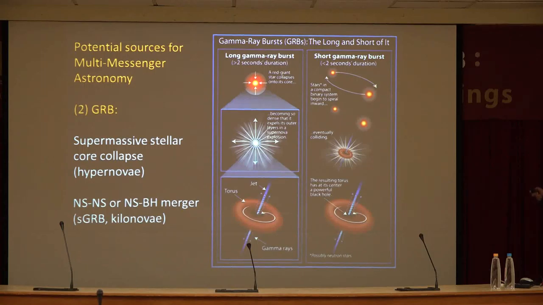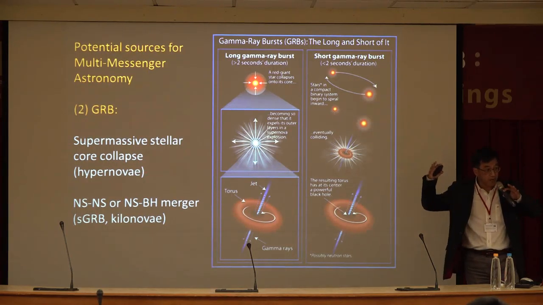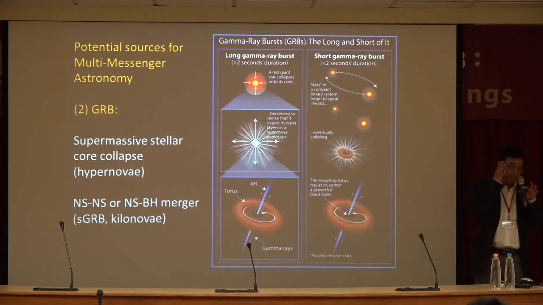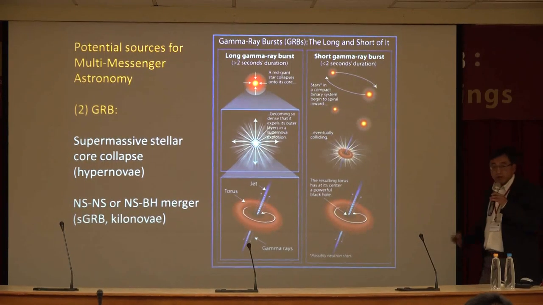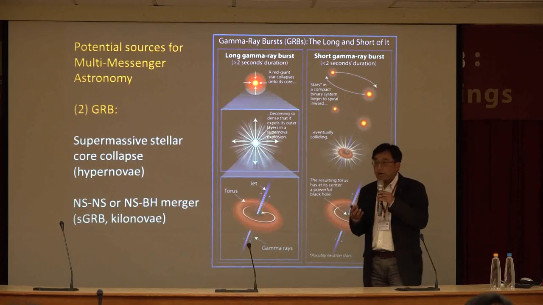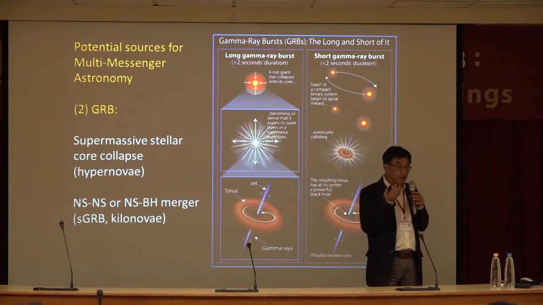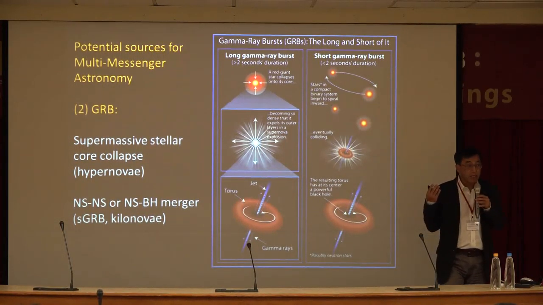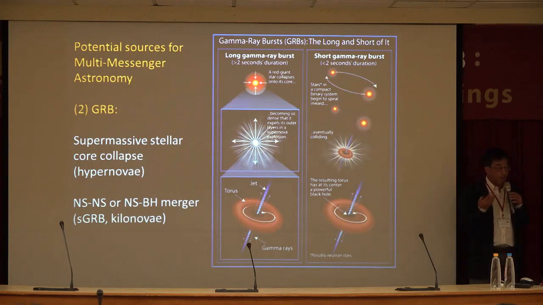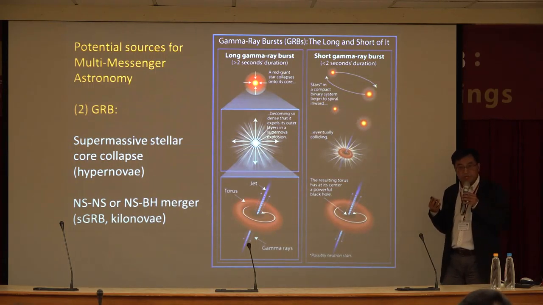And also GRBs. For GRBs, we have long GRB and short GRB. For long GRB, it's a supermassive star collapse. This is now the major opinion. And for short GRB, it's a neutron star merger or a neutron star black hole merger. So for these systems, we expect to see gravitational waves, as we have already the LIGO event. And also, one can possibly expect to see some neutrinos.